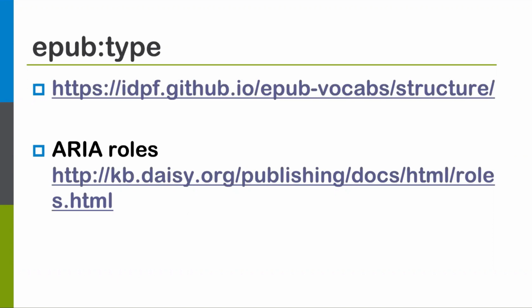So the two links on the screen right now are to the IDPF EPUB type vocabulary and to the DAISY knowledge base, which is an indispensable tool and should be bookmarked in your browser if you're making ebooks. And this link goes directly to ARIA roles and the explanation of ARIA roles and how to use them.